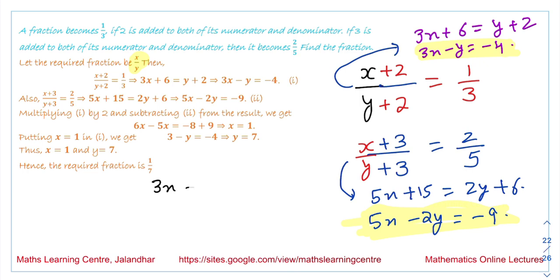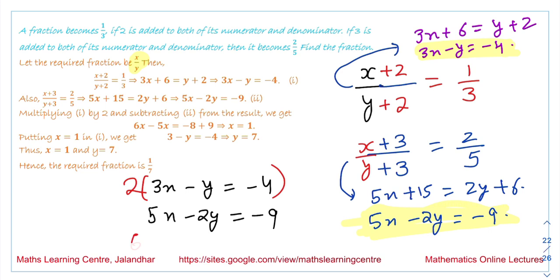It is 3x minus y is equal to minus 4, and 5x minus 2y is equal to minus 9. We are going to multiply the first equation with 2. It will become 6x minus 2y is equal to minus 8. When we subtract these equations, these two terms will get cancelled out and we will get the value of x is equal to 1. Now if we put x is equal to 1 in this first equation, we get the value of y is equal to 7.